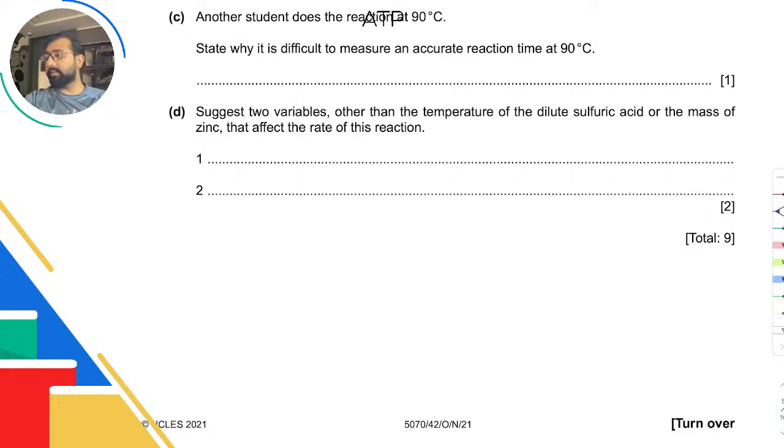Suggest two variables other than the temperature or the mass of zinc that affect this rate of reaction. So you have zinc as a solid, right? So the surface area that the zinc particles have, whether they're powder or lumps, whatever they are, surface area is the underlying factor. Concentration of sulfuric acid is the underlying factor. There is one more factor, there are 5 in total: the catalyst. It isn't required here in the question, but maybe they could add a catalyst, and if they add the catalyst, this will obviously affect the rate. So we can mention any of those. Okay, so we are done with this second question as well.